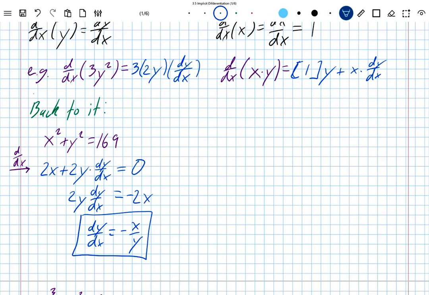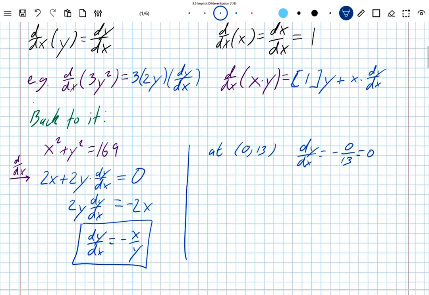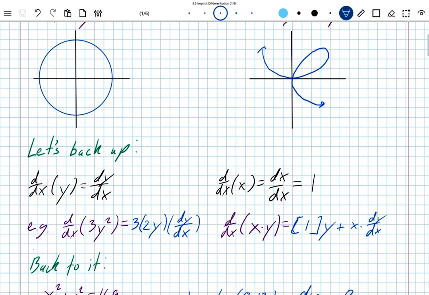We could even plug in. So if I wanted to, I could say, all right, at (0, 13), my dy/dx is equal to negative 0 over 13, which is just 0. What we need to actually plug in is both an x and a y. And that x and y, hopefully, actually satisfy my original equation. I'm on this circle. Otherwise, what would happen is I'd be on maybe some other circle. And it turns out that's what you get in this case.